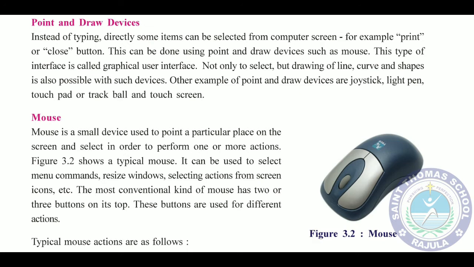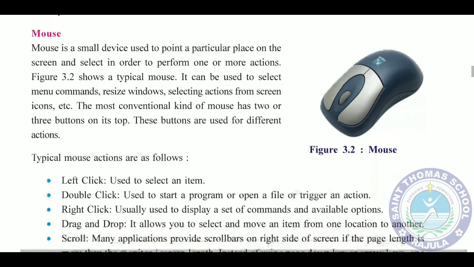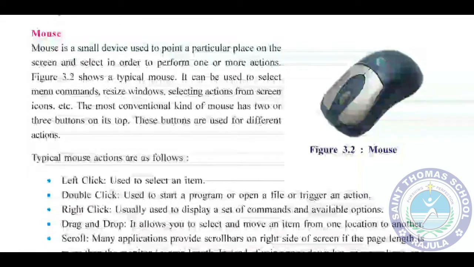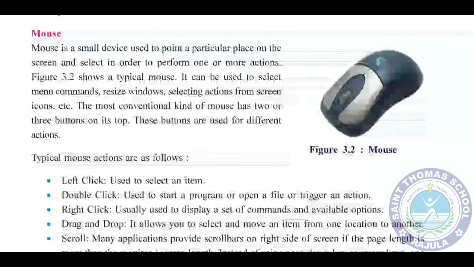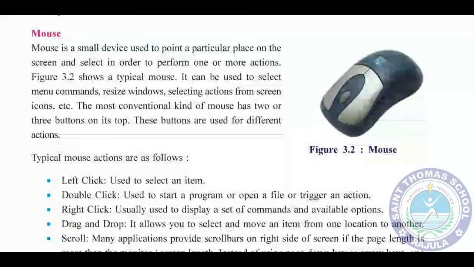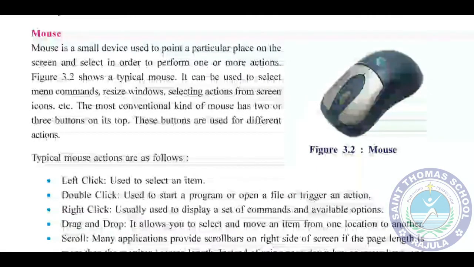So the typical mouse actions are as follows. By default, most mice have 2 or 3 buttons. Here in this image you can see the mouse has 3 buttons. One is the left button, which is basically used to perform all the actions. Then there is the right button, and in the middle you can see a wheel, which is known as the scroll button.